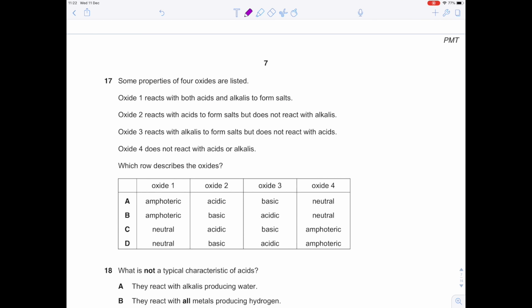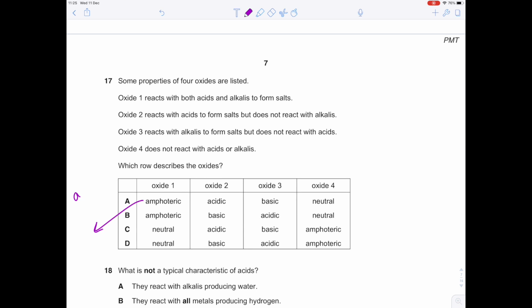17. Some properties of 4 oxides are listed. Oxide 1 reacts with both acids and alkalis to form salts. Oxide 2 reacts with acids to form salts, but it does not react with alkalis. I hate these questions. They're so hard. They're all the same but slightly different. Oxide 3 reacts with alkalis to form salts but does not react with acids. Oxide 4 does not react with acids or alkalis. Which row describes the oxides?